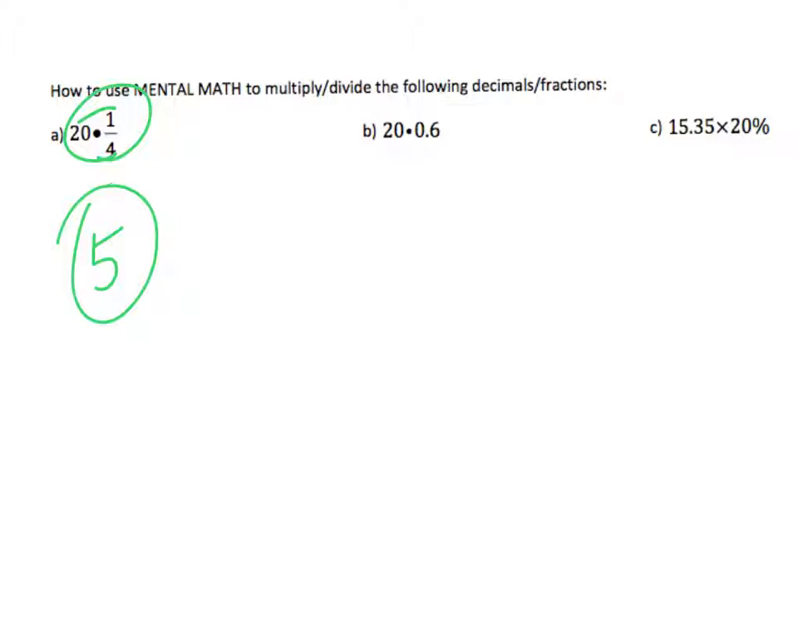In B, when you have 20 times 0.6, as long as this ends in a 0, you can do 2 times 6, which is 12, and that's what 0.6 times 20 is.